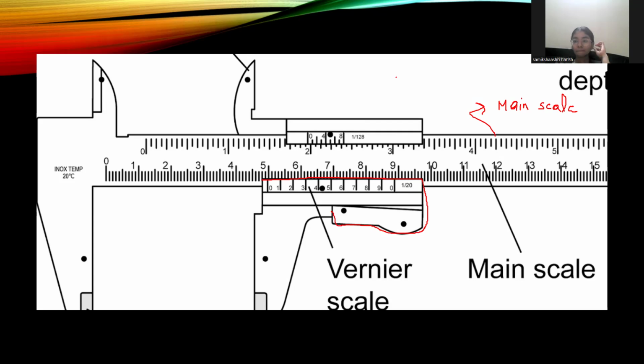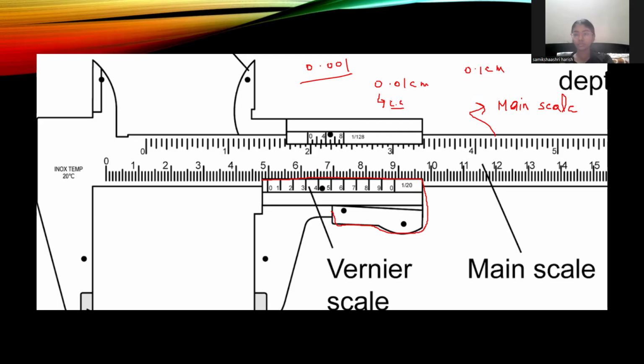Actually, the least count of the vernier scale is 0.01 centimeter. For the main scale, it is 0.1 centimeter. For the screw gauge, it is 0.001. What is the meaning of least count? Actually, least count is the smallest measurement an instrument can measure.